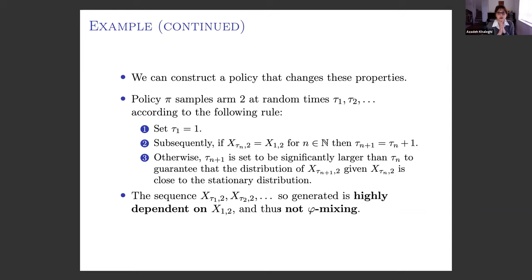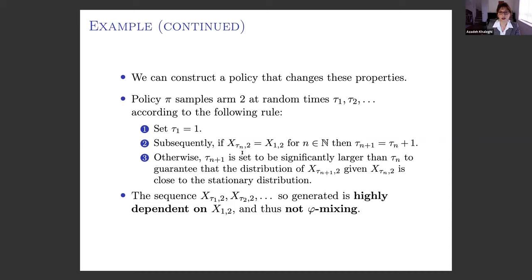But then this arbitrary policy that I'm constructing here is going to generate a set of observations, a sequence of random variables, x tau 1, x tau 2, and so on. And I will argue in a second that these are going to be highly dependent. How is that? Suppose that I start with sampling arm 2 at time 1. So the first round, I will sample arm 2.